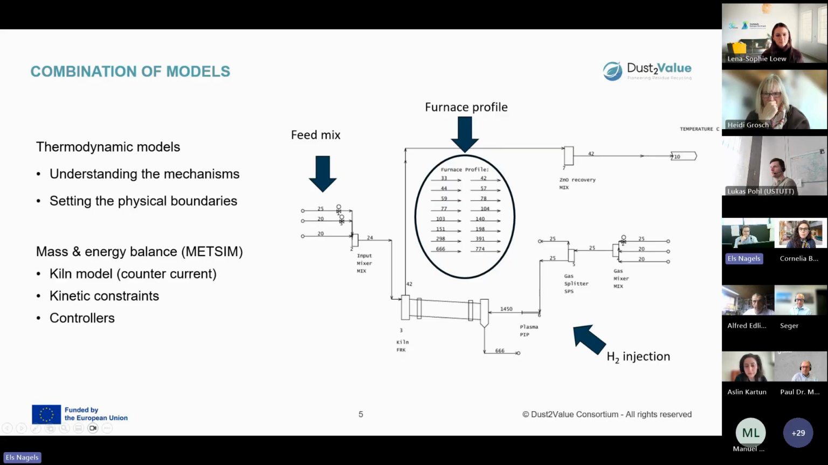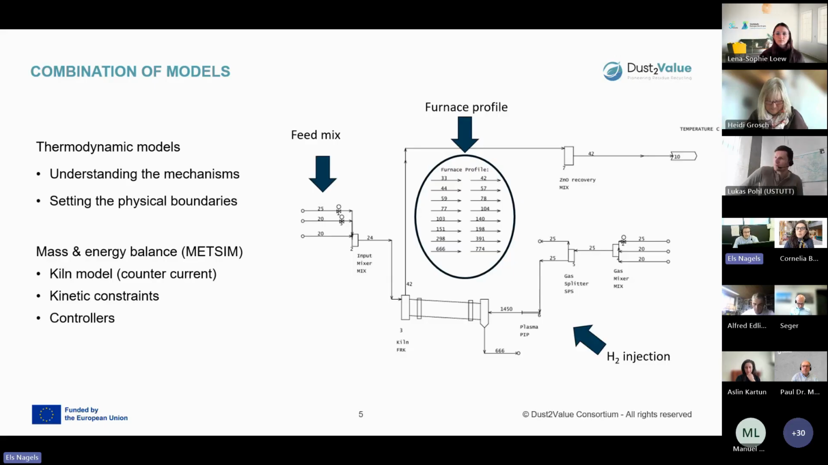I'll show you here how we do this. We have a mass and energy calculation tool. We use MedSim as a mass and energy calculation, and it looks like this. So it's a rather simple view. On the left, you have the feed mix calculation where you calculate what's going into the kiln and in what conditions you have here. On the right, you have the hydrogen injection station. As Manuel said, this is also the heat input. So also on this side, we have the heat calculations and the possibility to control the process.